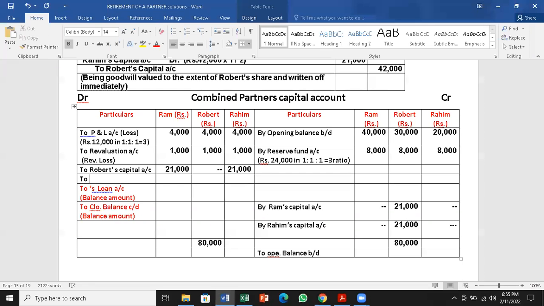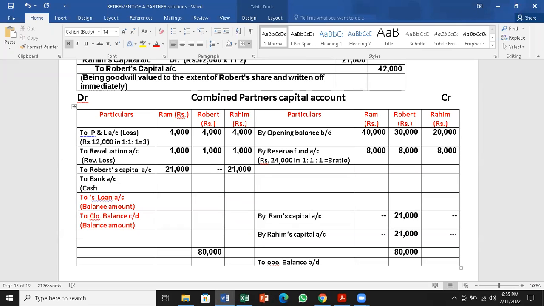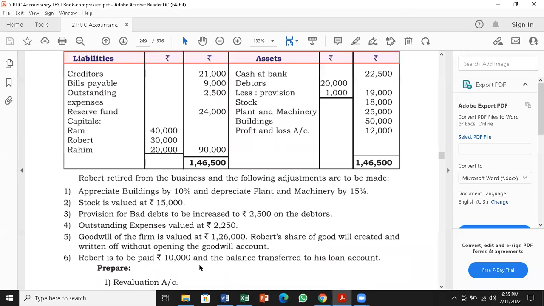So to bank account, cash paid. So here cash is paid to whom? You have to remember that is for Robert, 10,000 is paid. And they have told very clearly, and the balance amount transferred to his loan account.